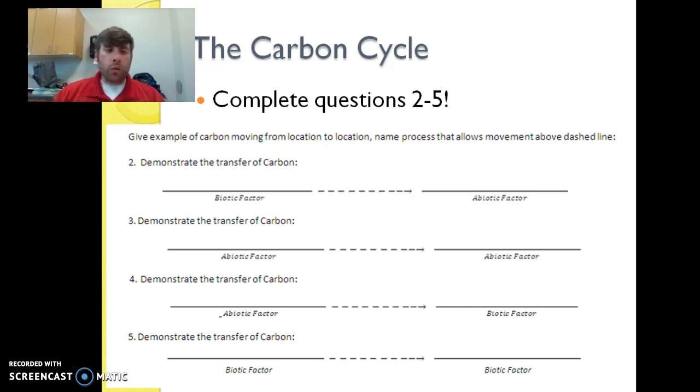So what I want you to think about is not necessarily the generic things that are on the diagram, but I want you to come up with your own. So here is a biotic factor. Here's how it gets to an abiotic. So give me specific examples. I want you guys to think about those and come up with, well, here's the biotic factor or biotic location. Here's the abiotic factor, and what would that process in between be called?